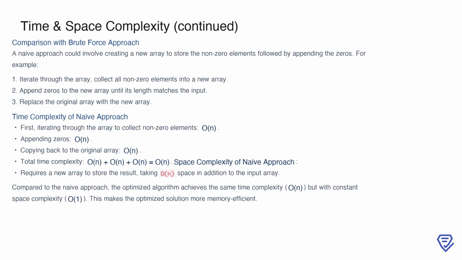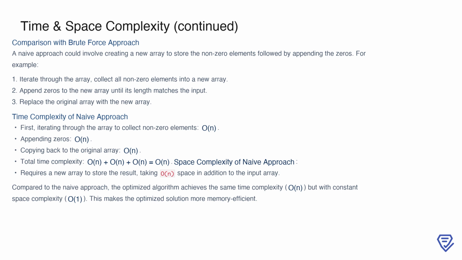To understand the efficiency of the optimized algorithm better, let's compare it with a brute force approach. A naive method might involve creating a new array to store all the non-zero elements followed by appending zeros. For this, we would first iterate through the array to collect non-zero elements, which would take O(n) time. Then, we would append zeros to the new array to match the input size, which also takes O(n) time. Finally, replacing the original array with the contents of the new array would take another O(n). Altogether, the time complexity of this naive approach is n plus n plus n, which simplifies to O(n).